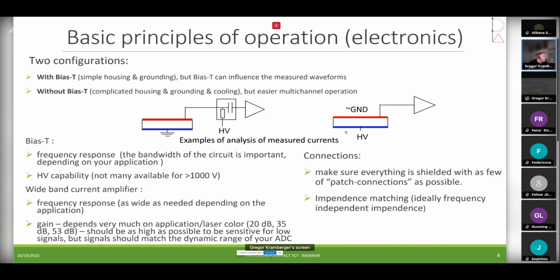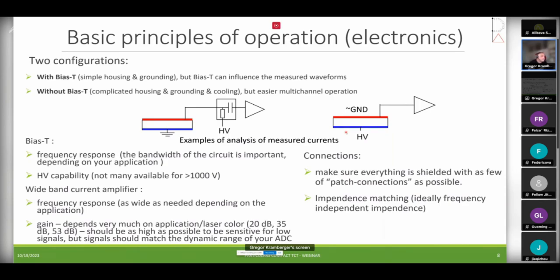It has to stand the bias T if you're using really high voltages, 1000 volts or so. The amplifiers can be of different amplification, depending on what you want to do and what your digitizer or digital oscilloscope looks like. They can go from 20 decibel to 53 decibel.